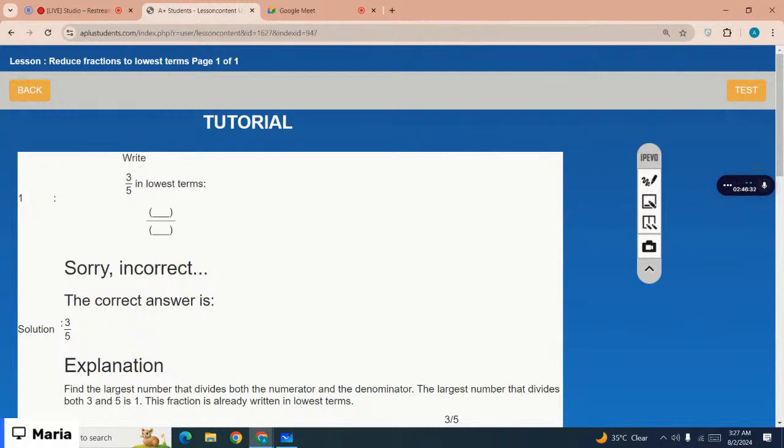The first one is 3 by 5, right? So 3 by 5 is already in the lowest term. You don't have any common number that can divide both 3 and 5, right? Let's just start with the test questions.